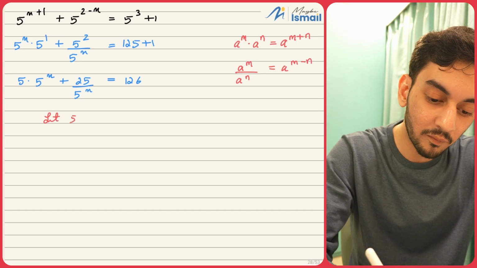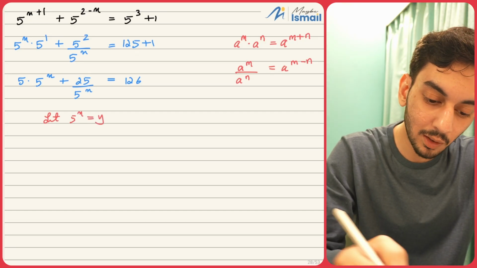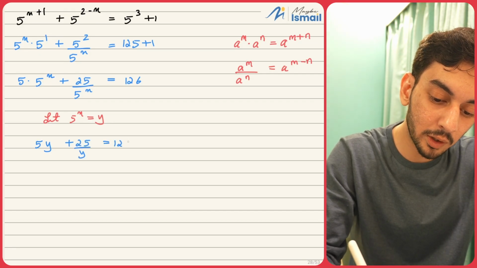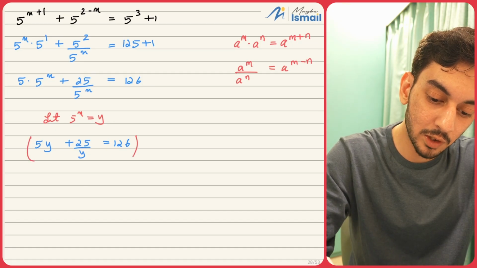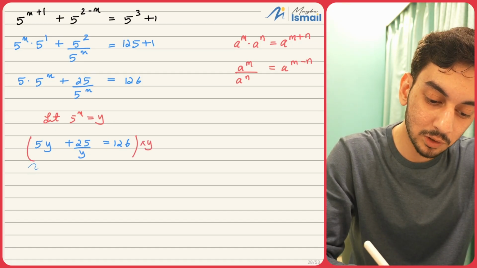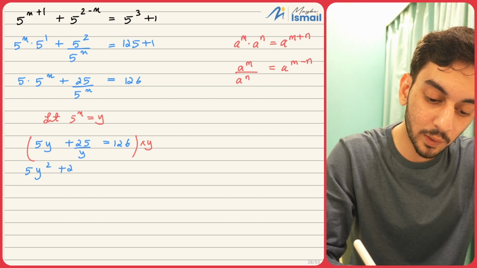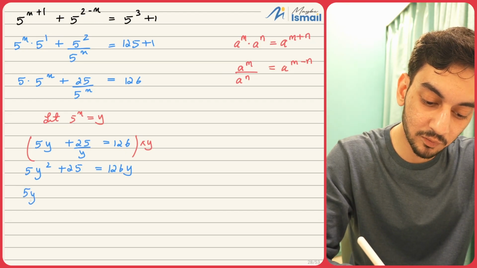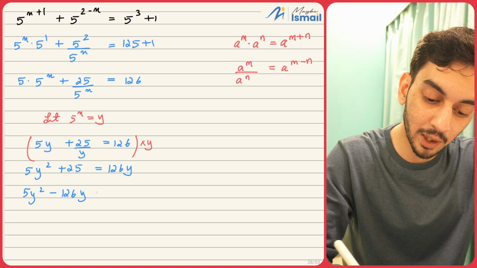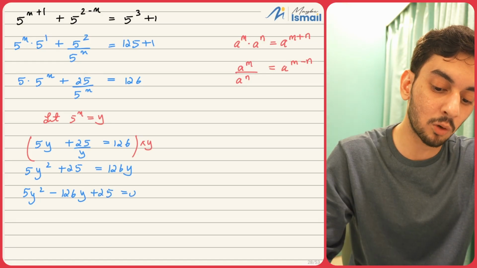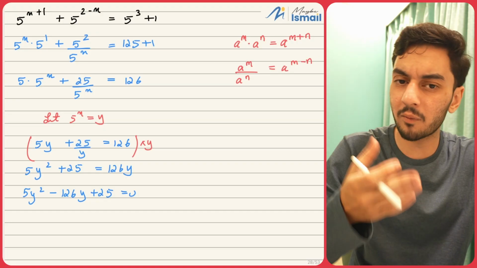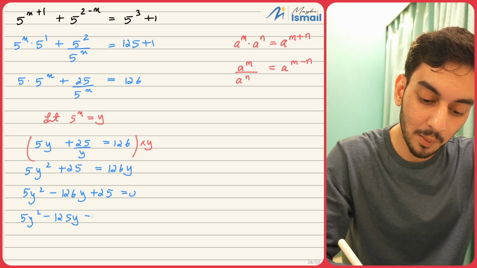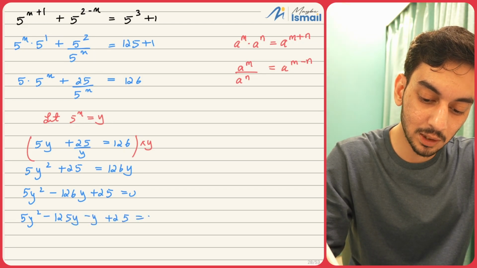I can see that the 5 raised to x can be substituted and this can be simplified. So let 5 raised to x be equal to y. Now my equation would look like 5y plus 25 upon y is equal to 126. I multiply the entire equation by y. So now this becomes 5y square plus 25 is equal to 126y. Send the 126 to the other side, so it becomes 5y square minus 126y plus 25 is equal to 0. The product is 5 times 25, which is 125, and 125 times 1 is 125. So I can say 5y square minus 125y minus y plus 25 is equal to 0.